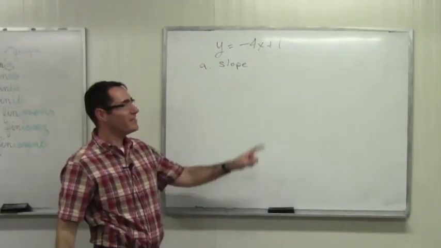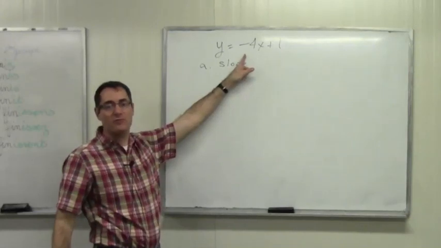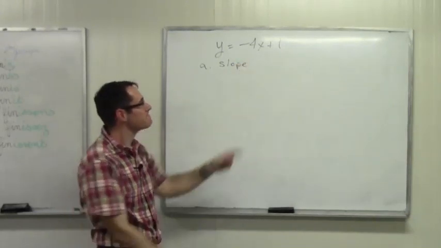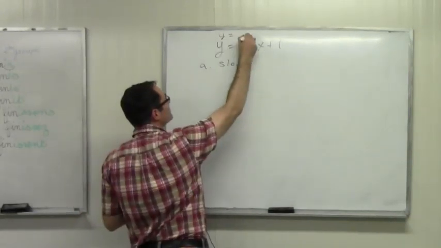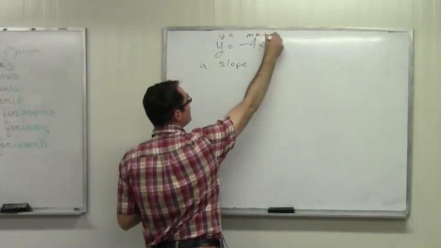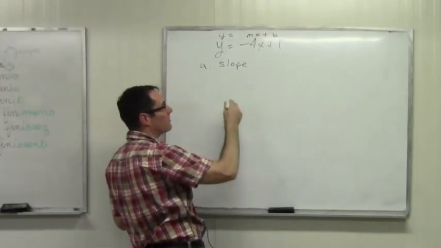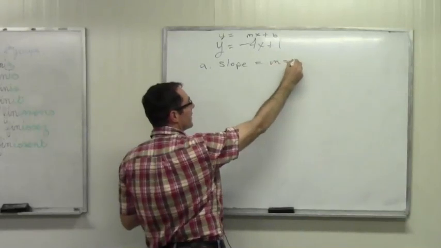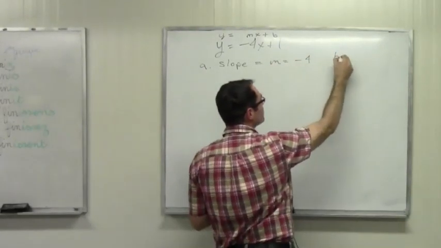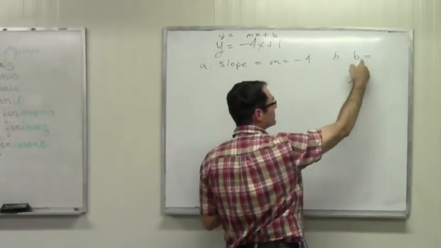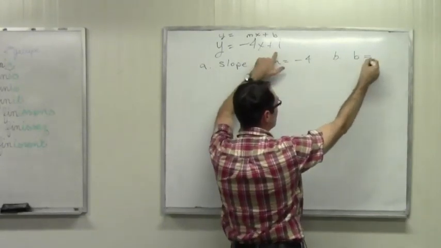What's really nice about this one in particular, what form is it already in? Y equals mx plus b. So you can read off the slope, negative 4. You can also read off the y-intercept, we call b, 1.